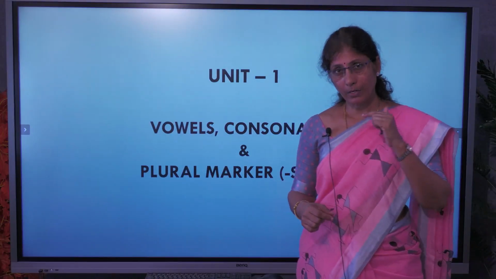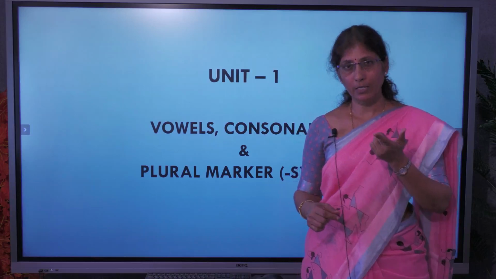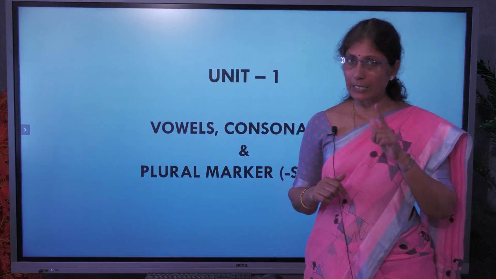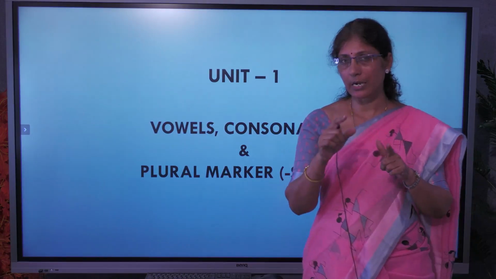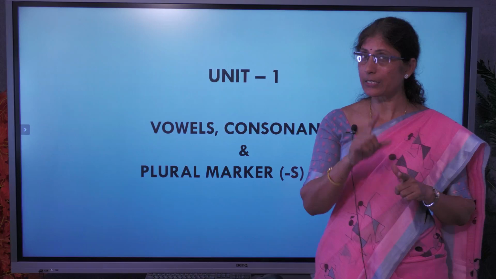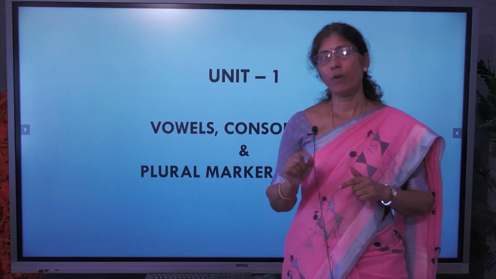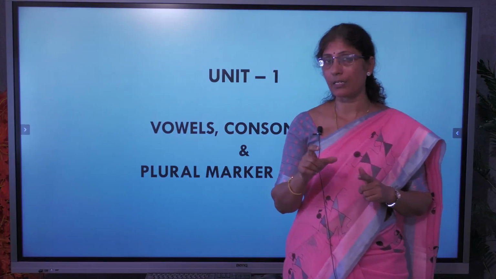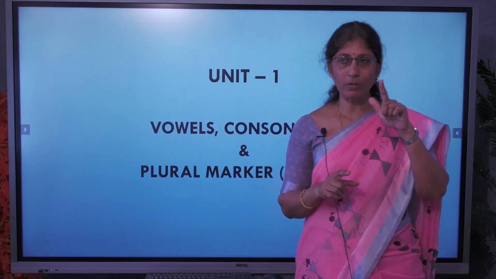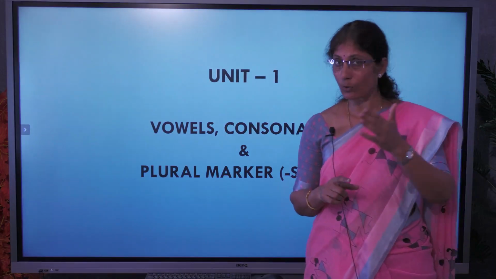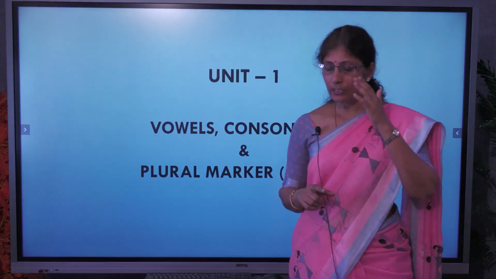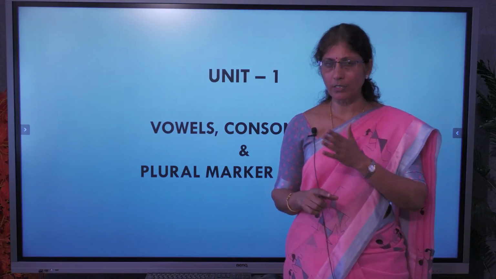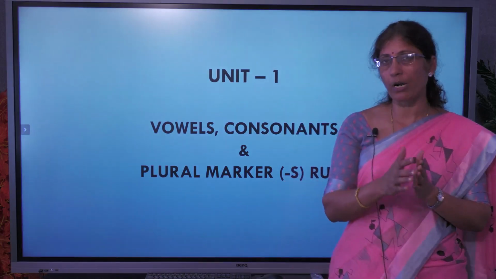Okay, but in English, suppose you take the example CAT, cat, and KITE, kite. The initial sound is k. So how do we spell it? In cat, the sound is k, but the letter is C. When you take kite, the sound is k, but the letter is K. That means one sound is written using two different alphabets. That's why it is called an unphonetic language. Phone means sound; unphonetic means there is no correspondence between sound and letter.